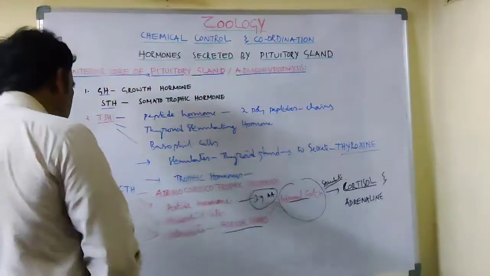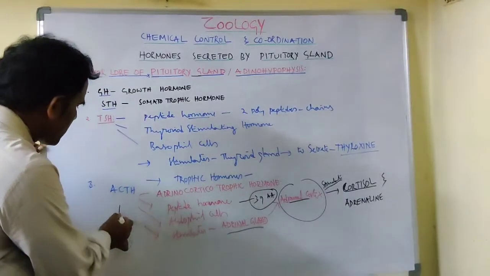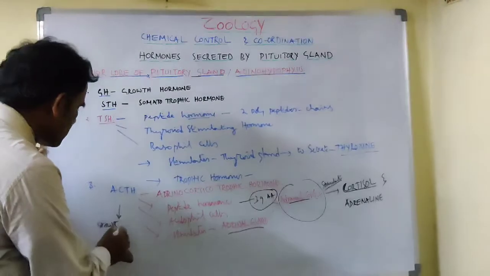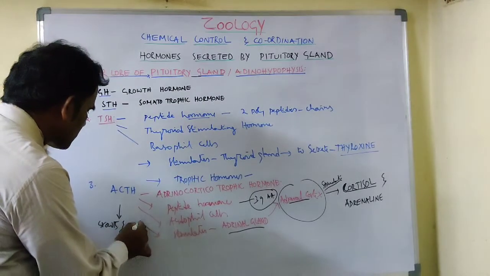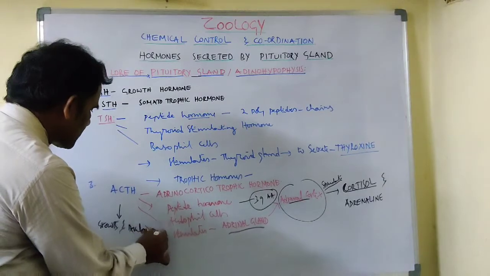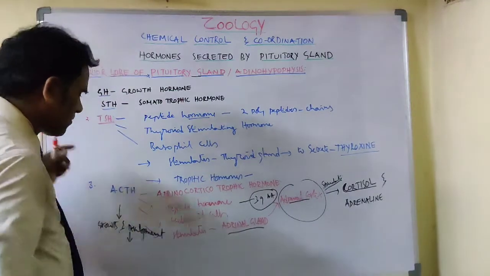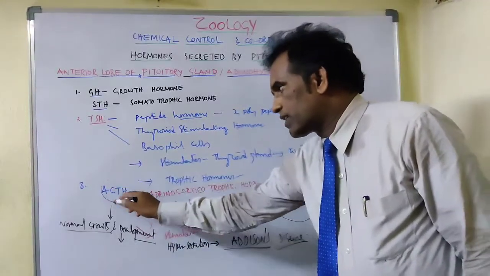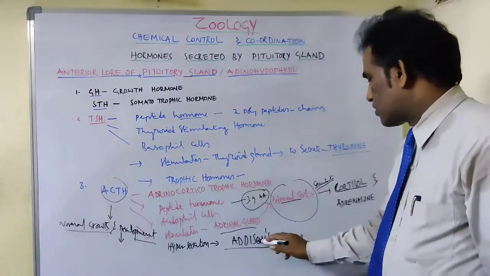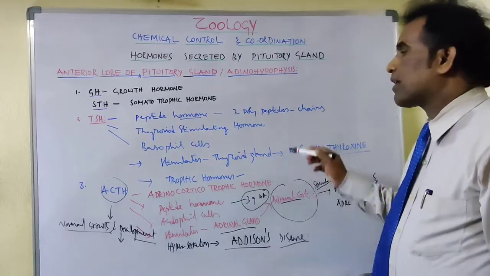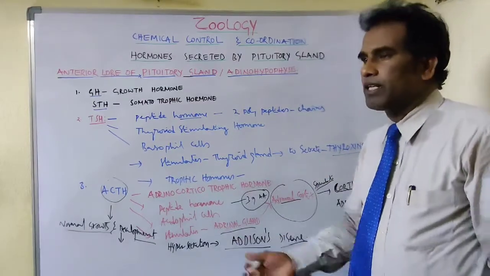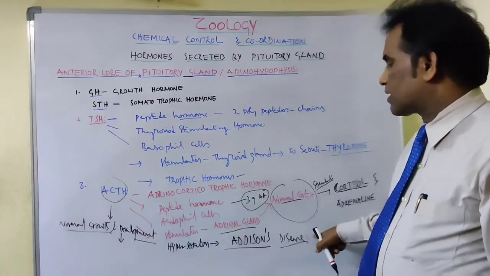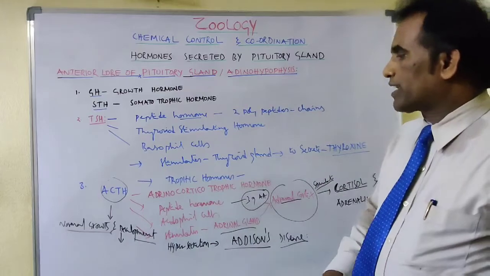So this adrenocorticotropic hormone is mainly concerned with growth and development. Hypersecretion of ACTH, adrenocorticotropic hormone, leads to a disease called Addison disease, because ACTH promotes melanin formation. So melanin secretion increases, which leads to Addison disease. So that is about ACTH.